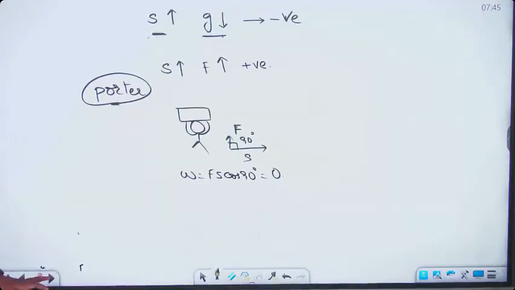Right. Now, just a second. Example, line force.